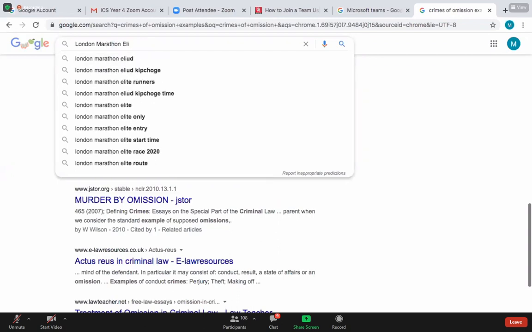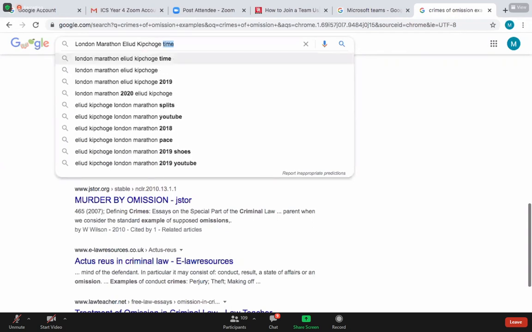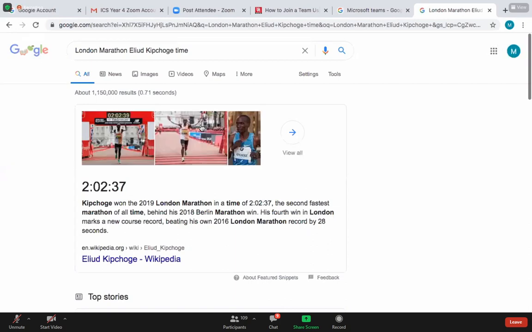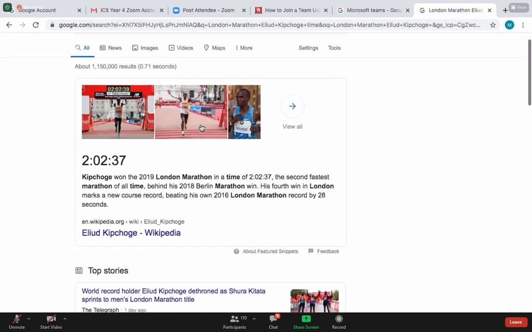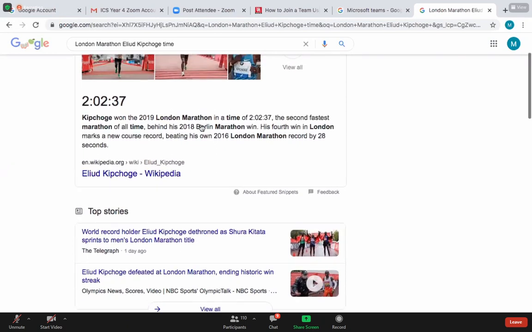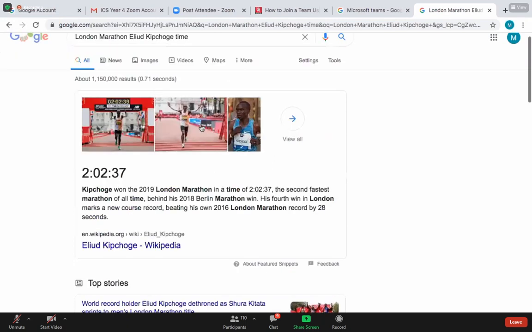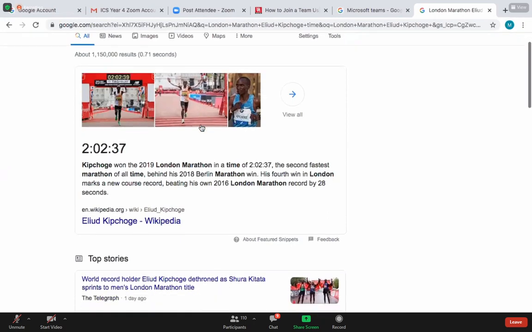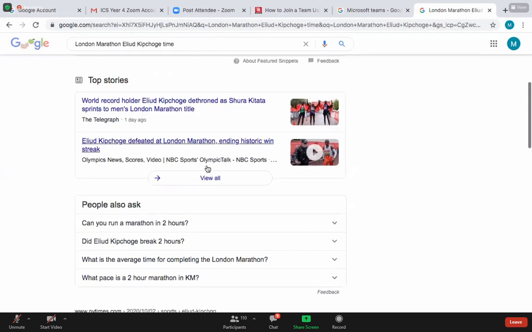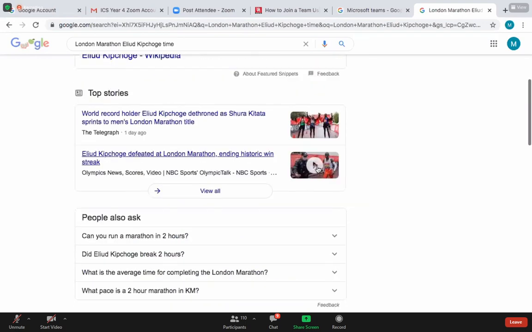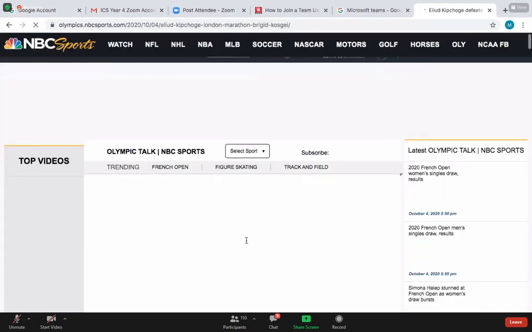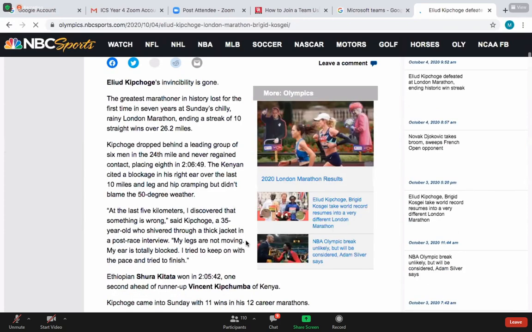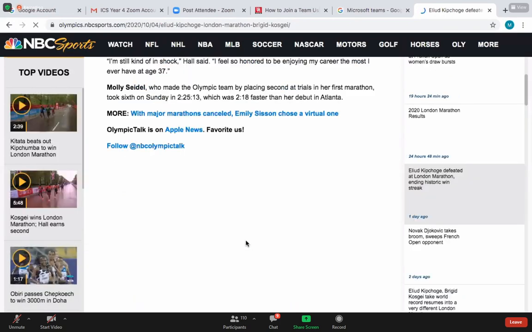Eliud Kipchoge. I think after the challenge, Eliud Kipchoge should just make appearances. Oh, that was him winning the 2019 London Marathon at 2 hours, 2 minutes and 37 seconds, the second fastest marathon of all time. But this is his defeat. That is the thing. Life is always also about defeats too. It is not a sin to be defeated. There is that video.